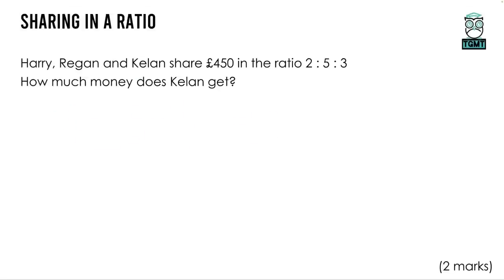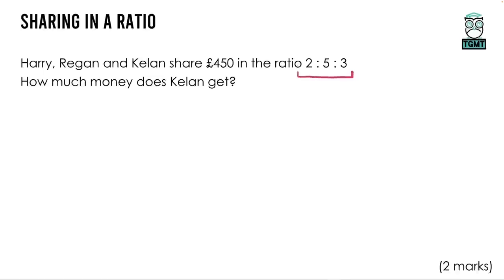When we are sharing in a ratio, read the question carefully because there are different variations of sharing in a ratio. But this one says Harry, Regan and Keelan share £450 in the ratio 2 to 5 to 3. It wants to know how much Keelan gets. Now the important part to look at is how much the amount of money or whatever we are sharing is actually referring to. Here it's referring to the amount that all three of them share. Not one of them, not the difference between them, but how much all three of them share. So it's related to all three of these numbers.